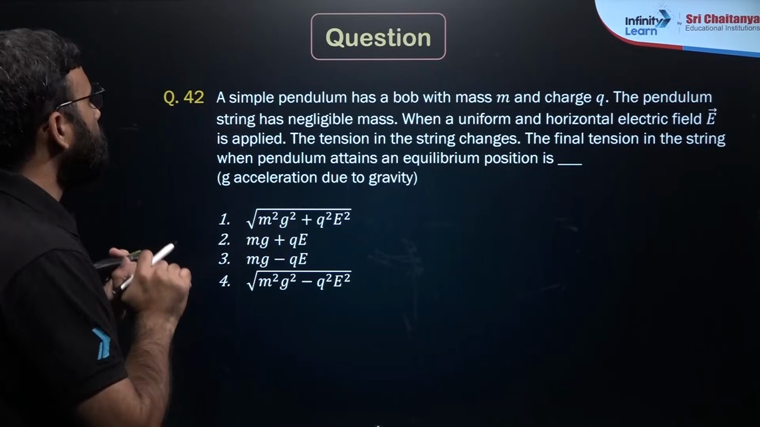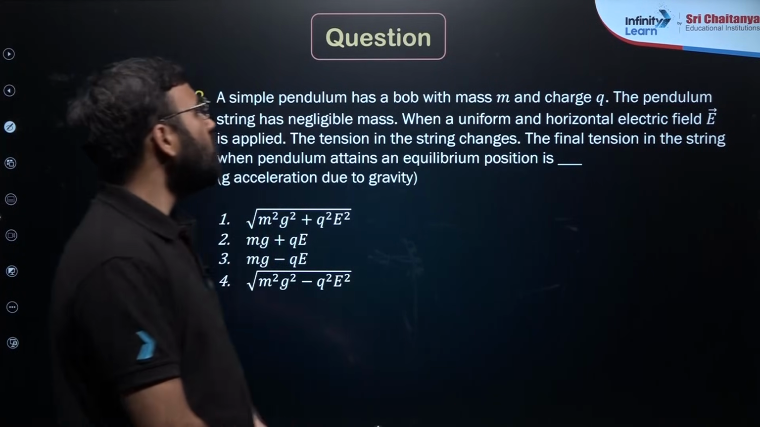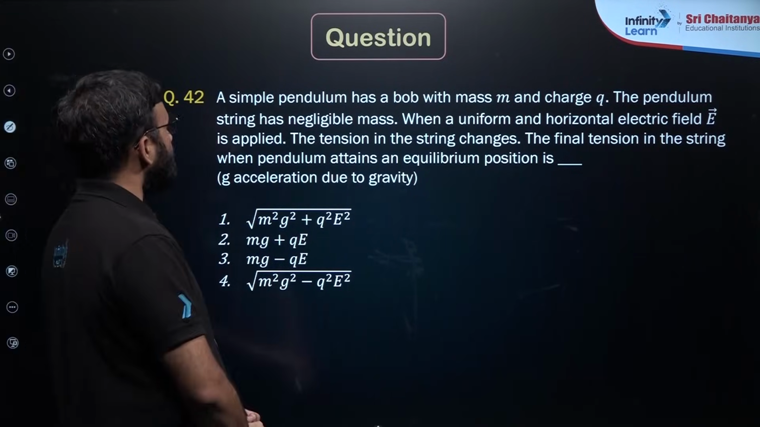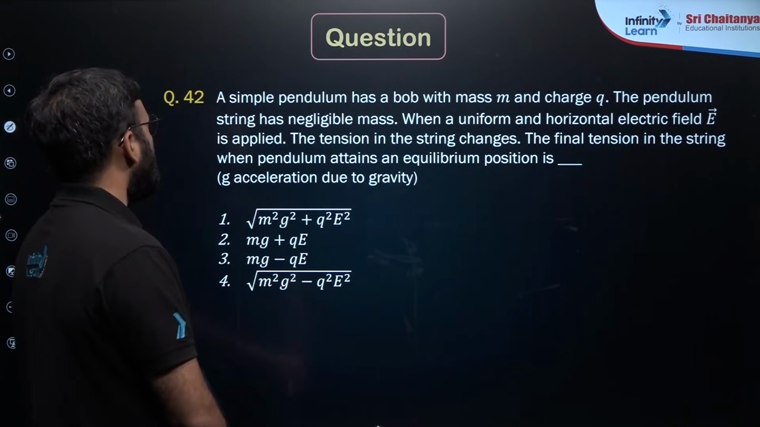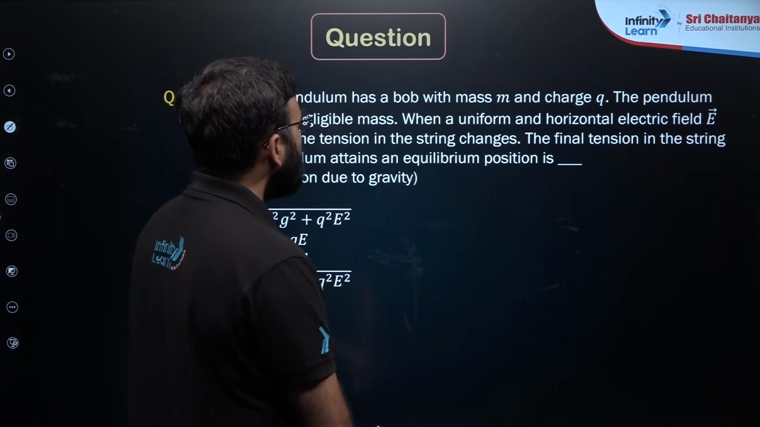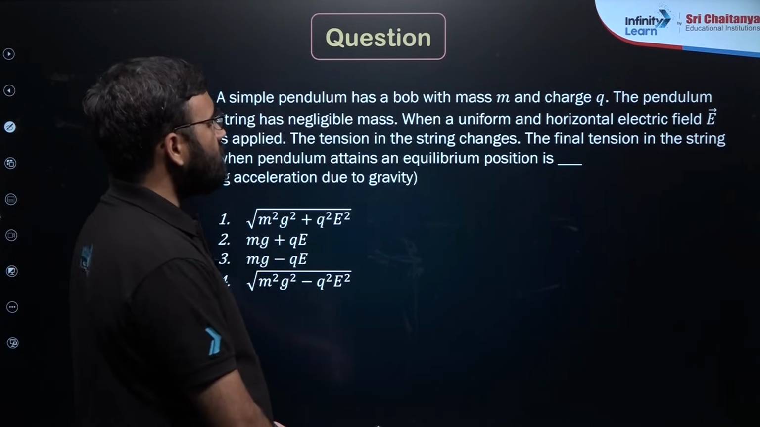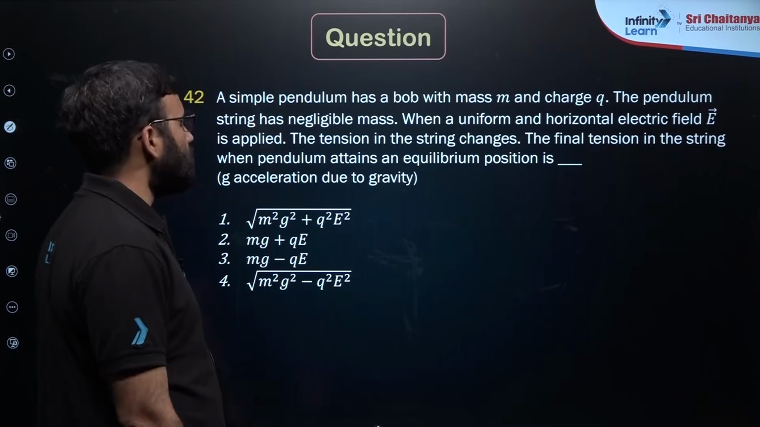A simple pendulum has a bob with mass m and charge q. The pendulum string has negligible mass. When a uniform horizontal electric field E is applied, the tension in the string changes. Find the tension in the string when the pendulum attains the equilibrium position.